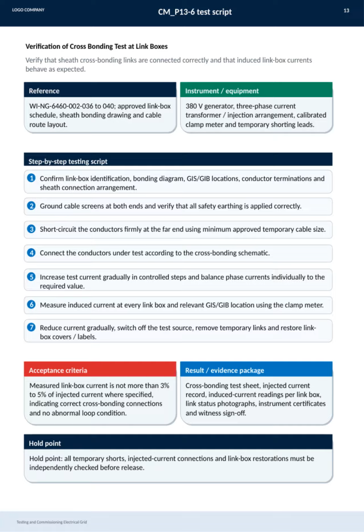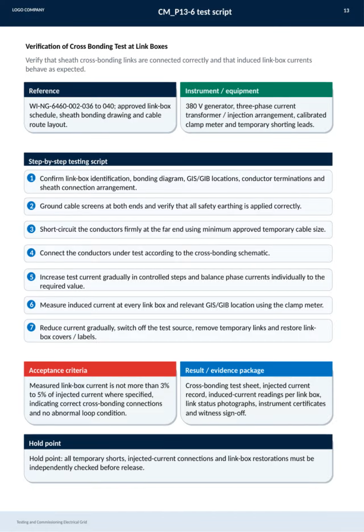On this slide, we focus on the critical procedure for testing and commissioning the electrical grid, specifically the verification of the cross-bonding test at link boxes. The purpose here is to ensure that the sheath cross-bonding links are connected correctly and that the induced currents in the link boxes behave as expected. We start by confirming the identification of each link box, reviewing bonding diagrams, and verifying the locations of GIS and GIB equipment, along with conductor terminations and sheath connections.